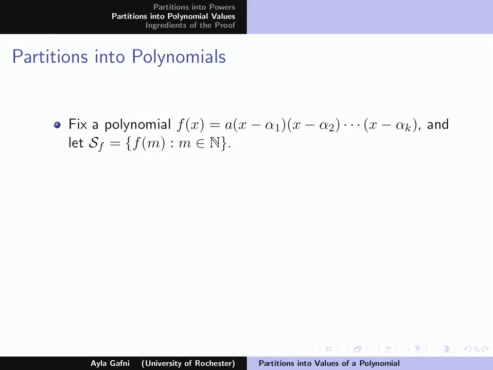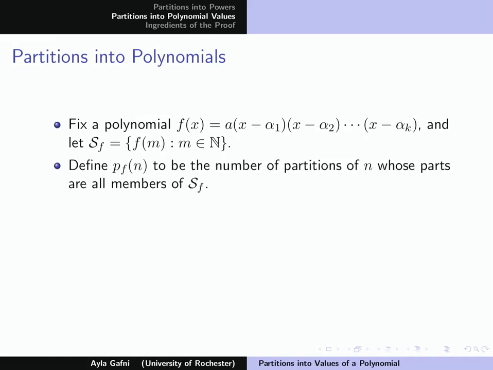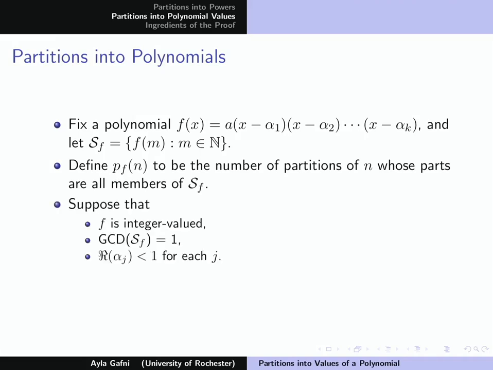I'm going to look at pf of n, which is the number of partitions whose parts are all integer values of this polynomial. And in order for this to make sense as a problem involving integer partitions, I need some restrictions on my polynomial. First of all, I want my polynomial to be integer valued. I don't need integer coefficients or integer roots or anything like that. But if I'm talking about some restriction on integer partitions, then I want to make sure that whenever I plug an integer into my polynomial, I get an integer back out. Otherwise, we're doing something more generalized, which is not really integer partitions anymore.